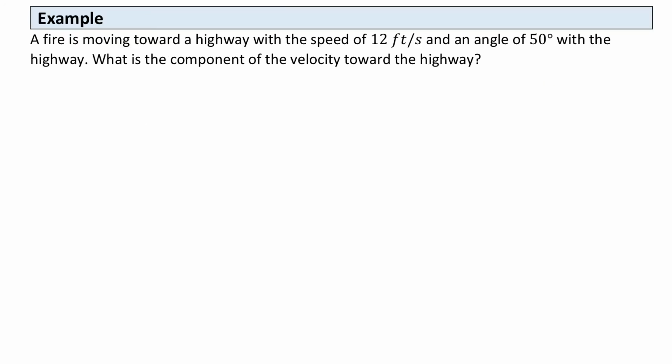Now here we have a problem from the handouts. A fire is moving toward a highway with the speed of 12 feet per second and an angle of 50 degrees with the highway. What is the component of the velocity toward the highway? First, let's draw the highway. Now we will draw the vector that represents the velocity of the fire. The velocity of this vector is 12, and it forms an angle of 50 degrees with the highway. We will place the initial point of this vector at the origin of the rectangular coordinate system.